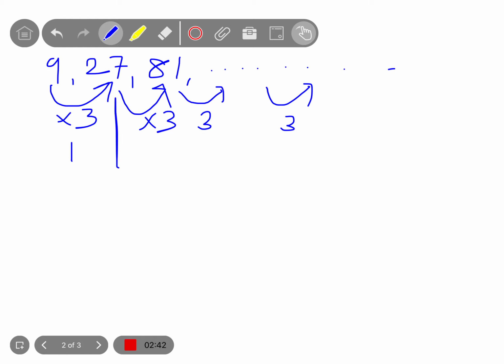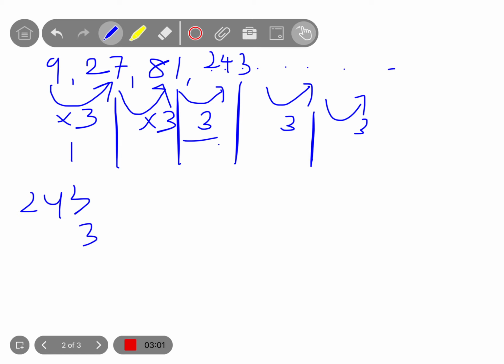That is the second term, the third term. From this you will get the fourth term, the fifth term, and then you multiply that by 3, you get the sixth term. So 81 times 3, it's 243, right? 243 times 3 is how much? 3 times 4 is 12. 3 times 2 is 6 plus 1, 729.